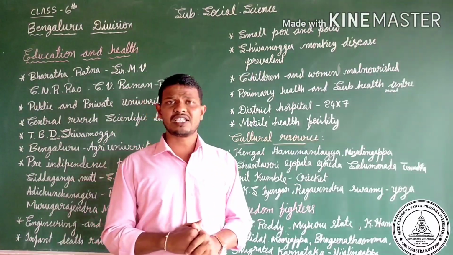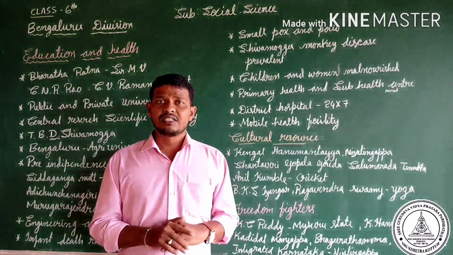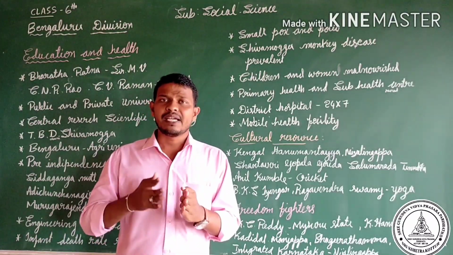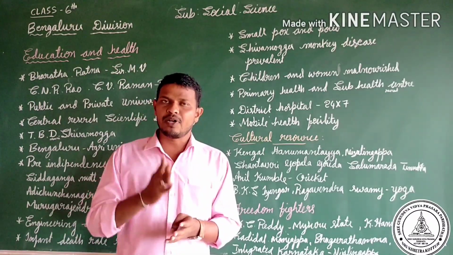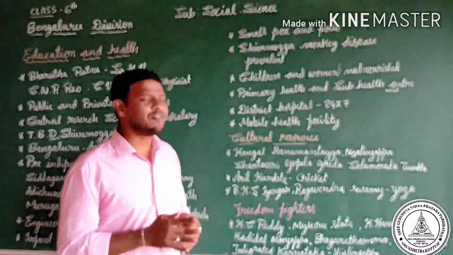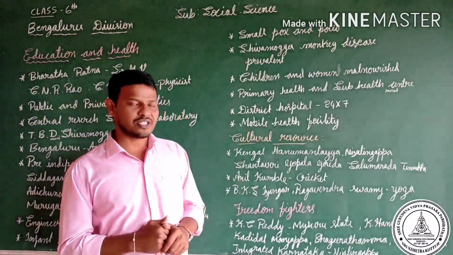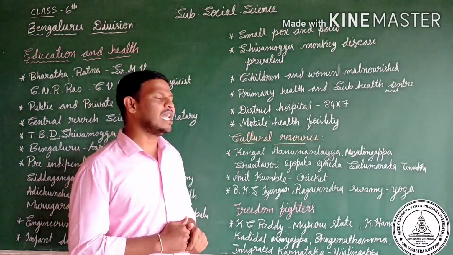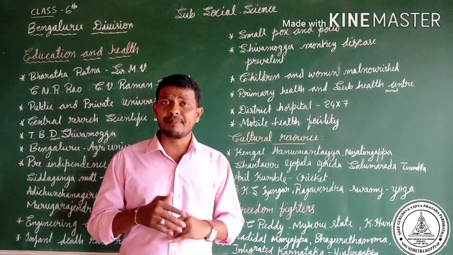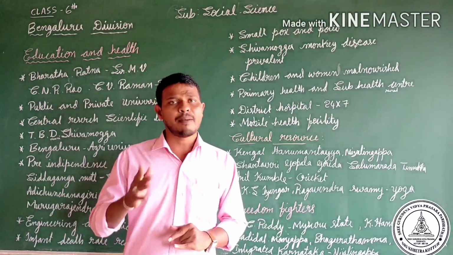Then we find the cultural resource in Bengaluru division. What is the cultural resource we can find here? It means we find many areas, either political or cultural, and many persons who made contributions to the cultural resource. So I would like to tell about Kengal Hanumantaya. We remember Kengal Hanumantaya because he built the Vidhana Sauda. Vidhana Sauda is one of the boons to Bengaluru.